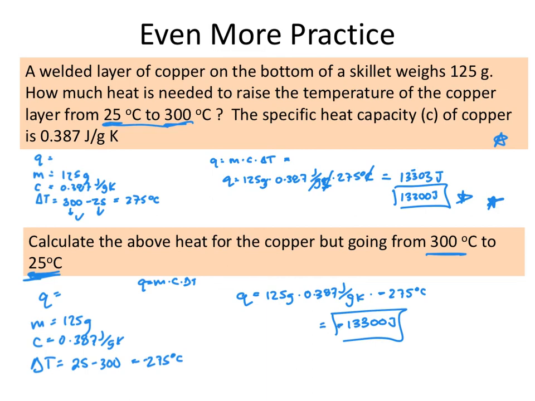And this negative value doesn't mean that there's negative heat. What it means is that the copper, or what we would call the system, is giving away heat, or it's losing heat. So this sign is telling you the directionality of the heat flow. It is not telling you that there is less heat associated with this change versus this change. Okay, so hopefully that makes sense and you feel confident with your calculations.